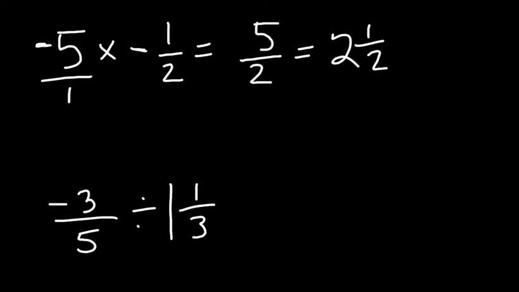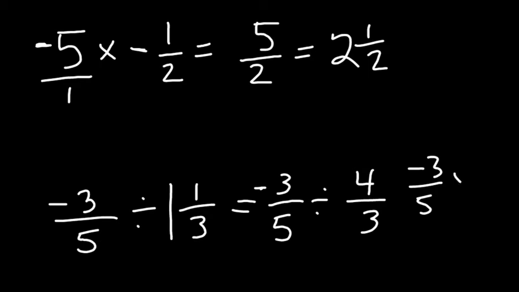The second problem, decide in the beginning, is the answer going to be negative or positive? Well, a negative times a positive is negative. So the answer is going to be negative. I already know that. Now, to get the answer, first thing I have to do is take the 1 1/3 and make it proper. So that's 4/3. 1 times 3 plus 1 is 4. And then I'm still dividing, so I have to flip it now.